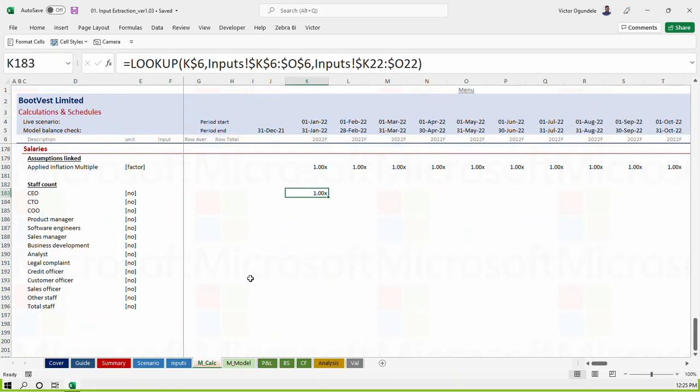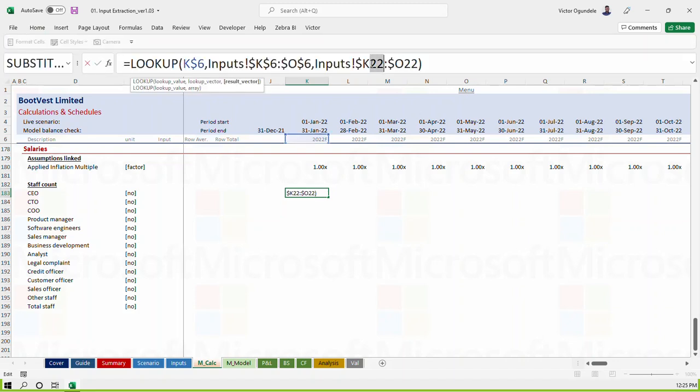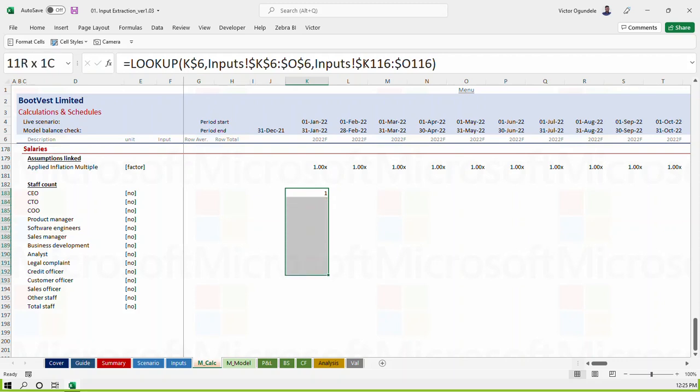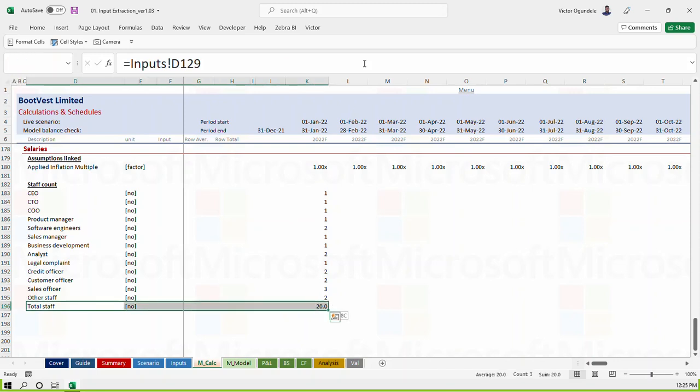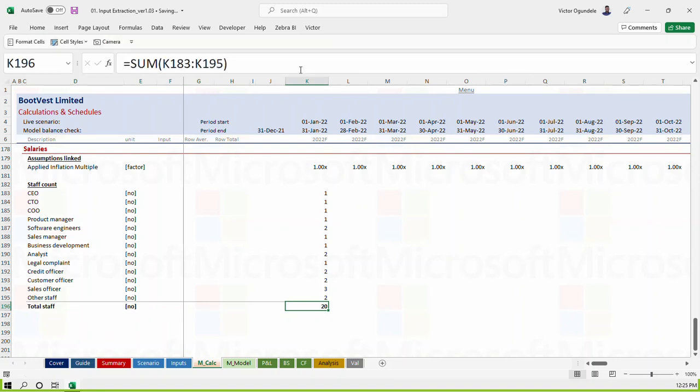So I think this is starting from 116. So 116. Okay, I think I've changed that. Let me change that. So 116, then 116, enter. Drag this down. And let me submit. Okay.